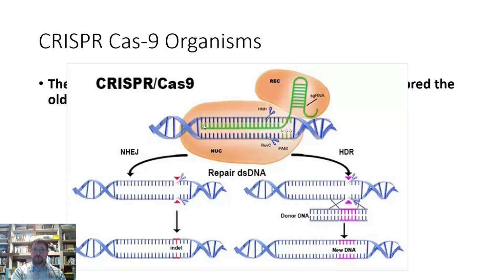So you can remove things that you don't want to see. You can remove mutations that might happen in the DNA, and you can replace it with a non-mutated version. Okay? You could replace a non-mutated version with a mutated version. You can do whatever you like, and it's fairly cheap.